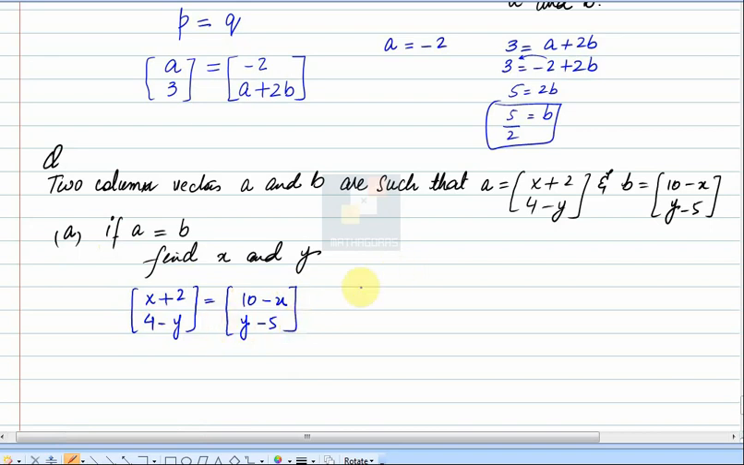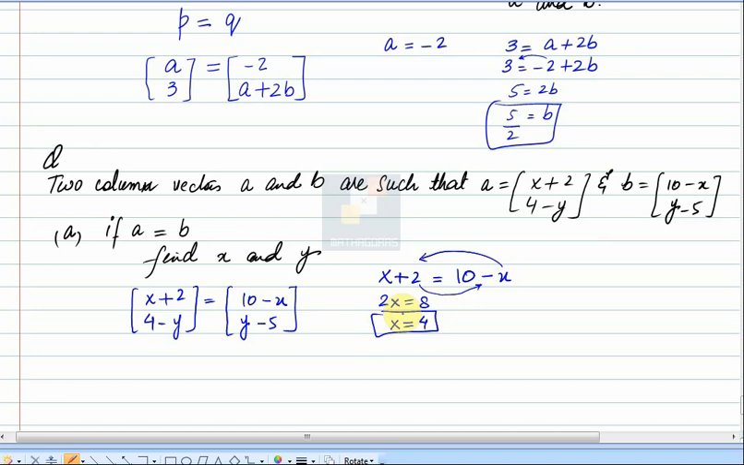So the first equation, when you equate the first row on the left and right side, will be x + 2 = 10 − x, right? You can solve the equation to find the value of x. So −x, when you shift it to the left side, will be +x. So x + x is 2x, and positive 2, when you shift it to the right side, will be 10 − 2, that is 8. That means the value of x is 4, right?